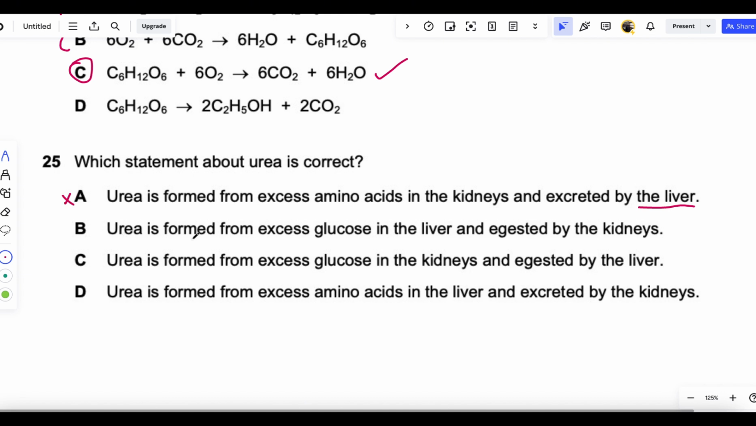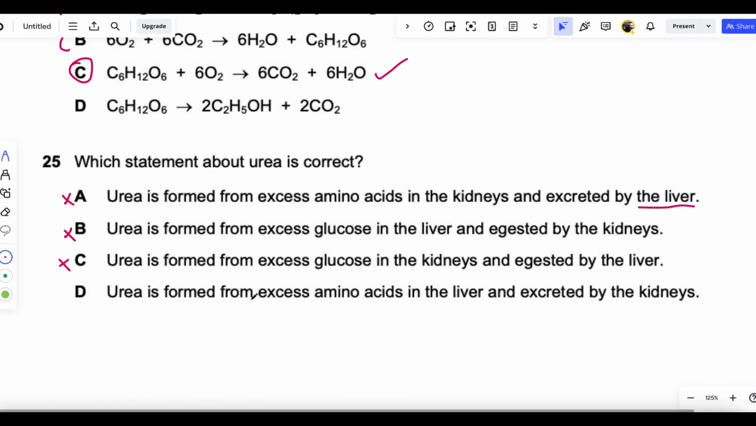Urea is formed from excess glucose in the liver and ingested by the kidney. No, not ingested by the kidney. Urea is not actually formed from excess glucose in the kidney and ingested by the liver. C is also wrong.